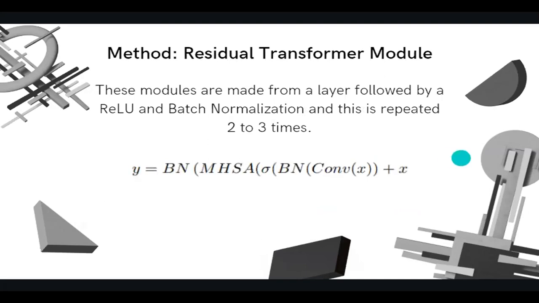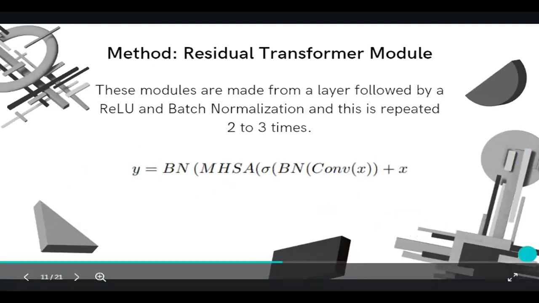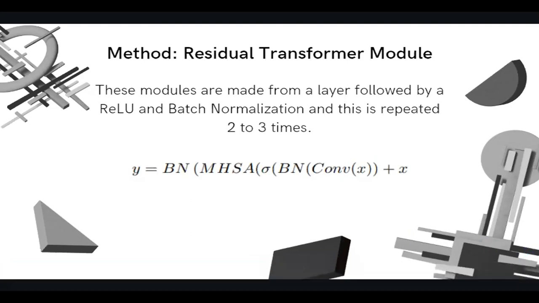With that being said, the RTM is defined as the equation here, which you can see as X being the input, Y being the output, and Conv denoting the convolutional layer. BN is the batch normalization, and then sigma is the ReLU.